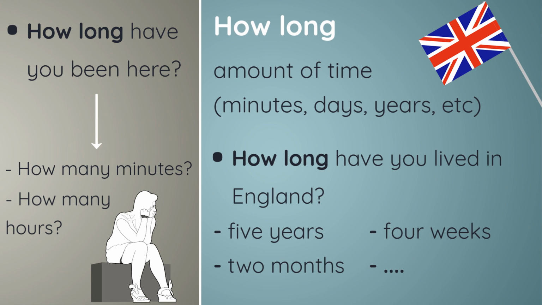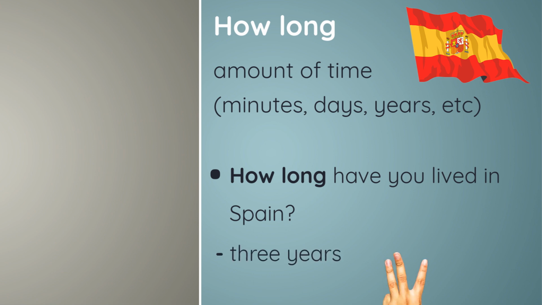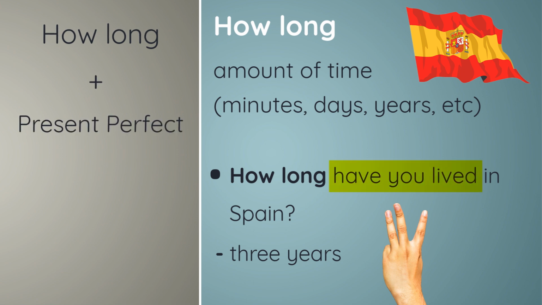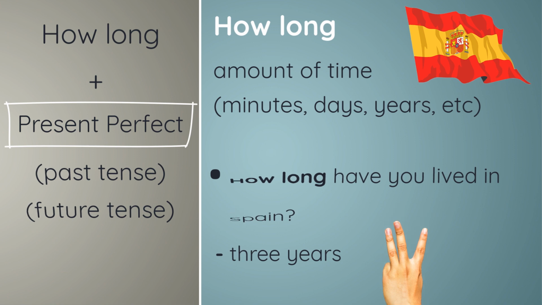Let's look at another example. How long have you lived in Spain? The answer is going to be something about time. 3 years. Okay? You'll notice not always, but many times we use how long with the present perfect. It's possible to use it with the past tense, the simple past, and also the future. But you will often see it with the present perfect.